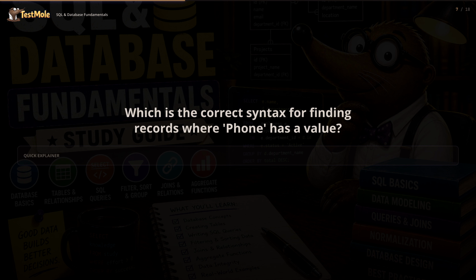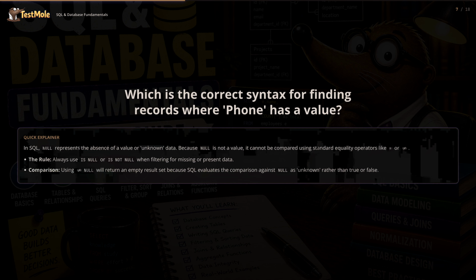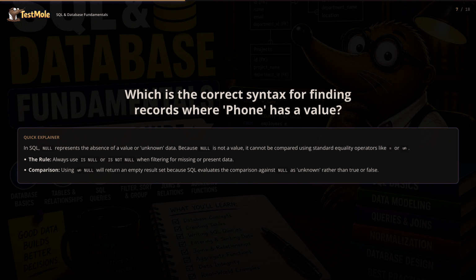Which is the correct syntax for finding records where phone has a value? In SQL, null represents the absence of a value or unknown data. Because null is not a value, it cannot be compared using standard equality operators like equals. The rule: always use is null or is not null when filtering for missing or present data.